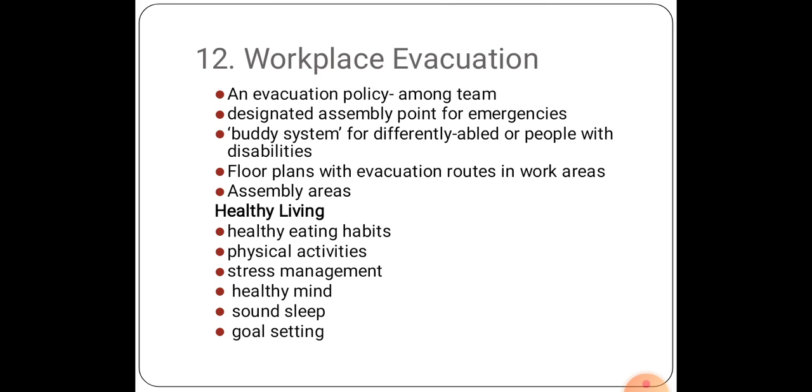That can be given according to the team leader's direction. Next one is a buddy system for differently abled persons. The buddy system refers to a helping system that can be applied to differently abled persons for their disabilities. Next one is floor plans with evacuation routes in work areas. The floor plans and evacuation routes have to be clearly mentioned. Next one is assembly areas. The assembly area has to be checked properly before an emergency.